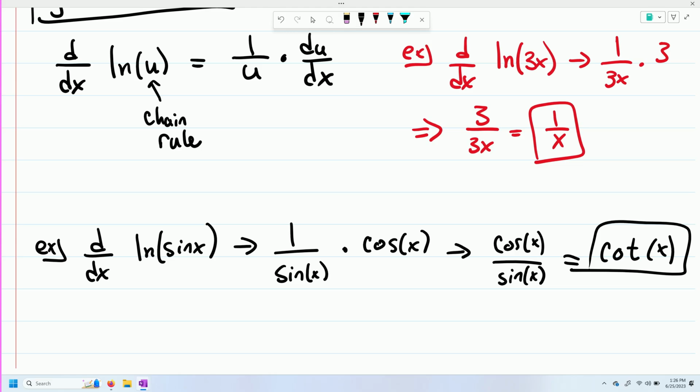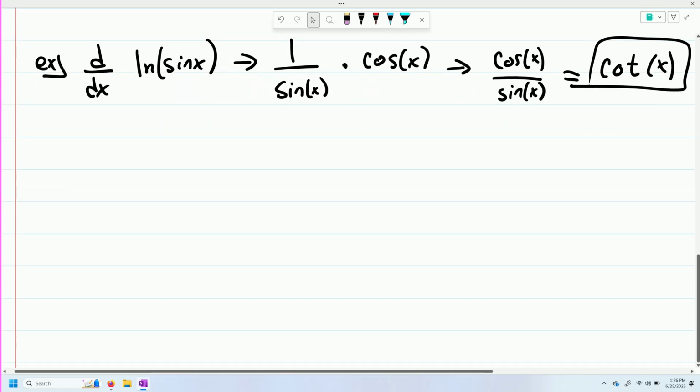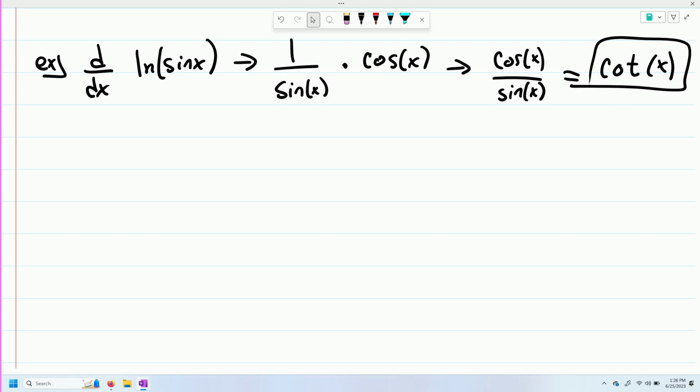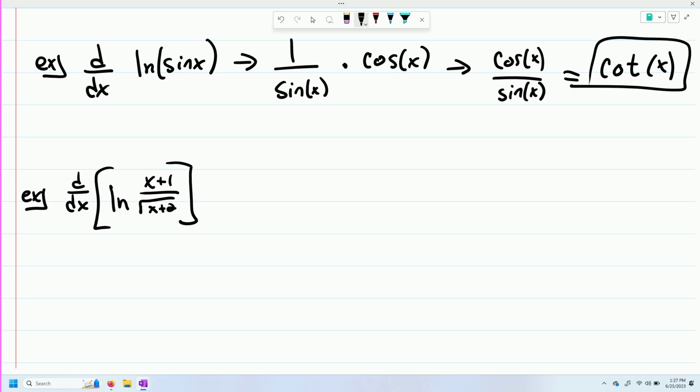All right, now, this next example, I'm going to do 2 ways. And the reason why I'm doing this is because I want you to make sure that you don't forget all these little things, all right? So let's go ahead and find the derivative of the natural log of x plus 1 over the square root of x plus 2. Okay? So, let's take our time with this. Let's make sure we walk through this together.